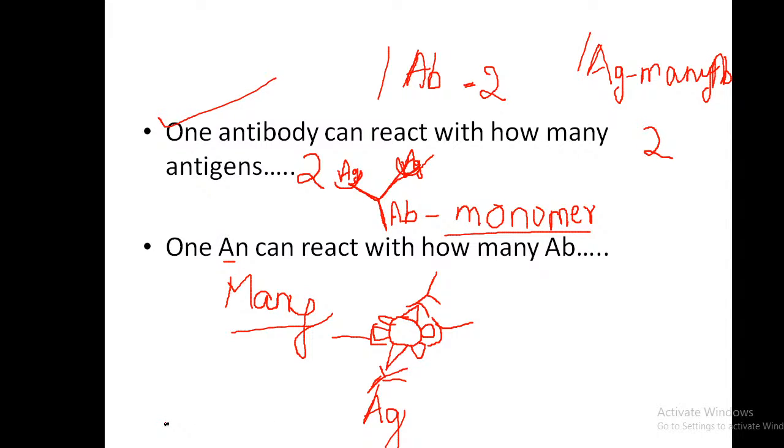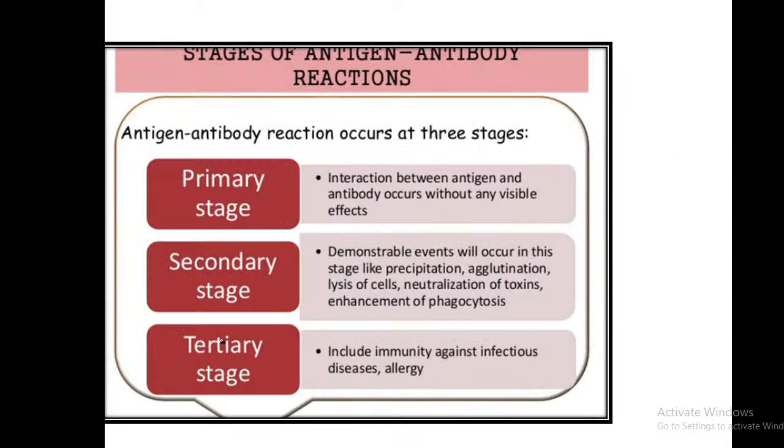Now, let's see what is happening. The different stages in antigen-antibody reaction. There are three basic stages in antigen-antibody reaction. One is the primary stage, two secondary stage, and three tertiary stage. First is the primary stage. That is actually the interaction between the antigen and antibody. When this is the primary stage, so first time when an antigen interacts with the antibody, there will not be any visible effects.